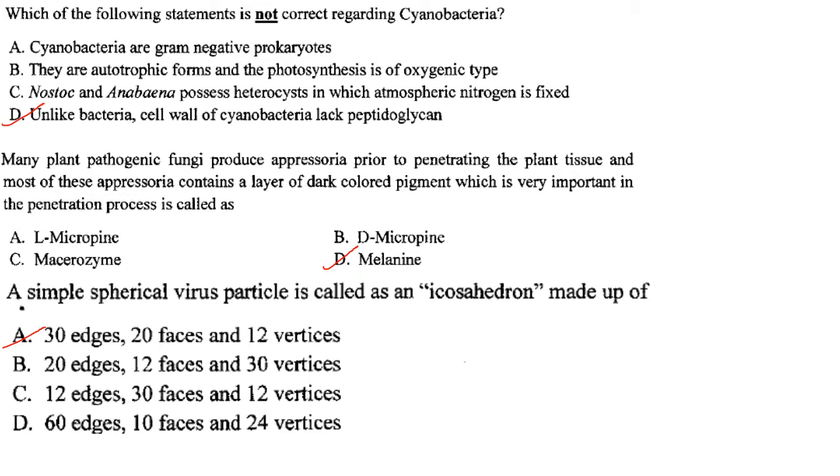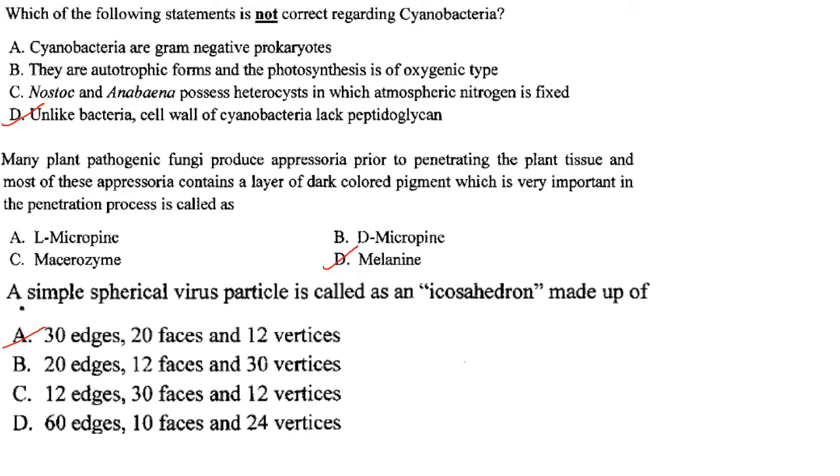Many plant pathogenic fungi produce appressoria prior to penetrating the plant tissue, and most of these appressoria contain a layer of dark colored pigment which is very important in the penetration process, called as. So it is called melanin. This is a repeated question.